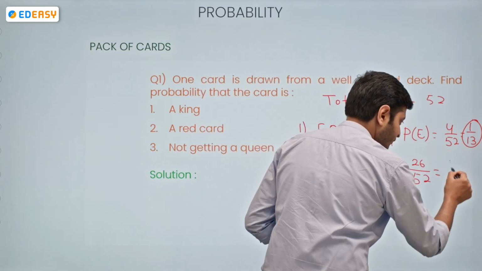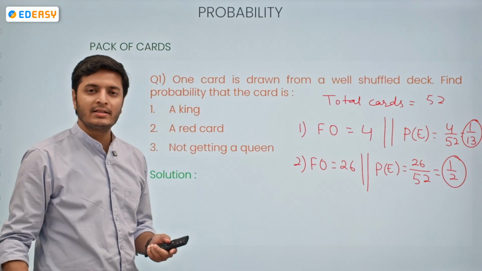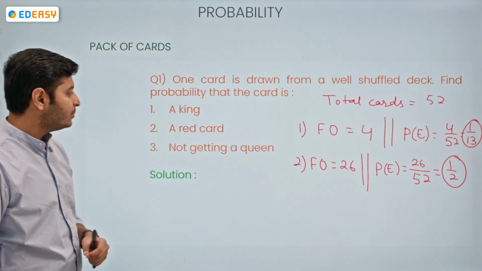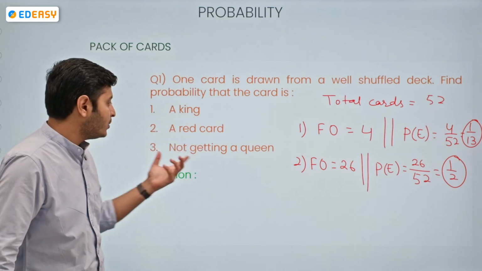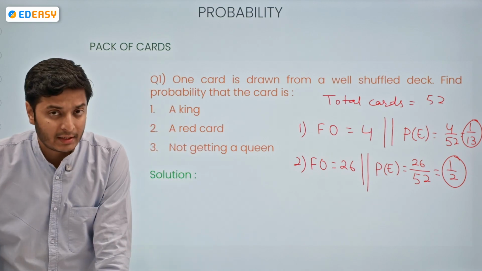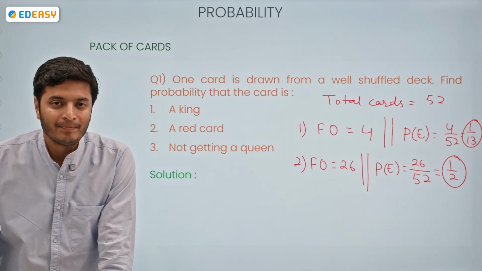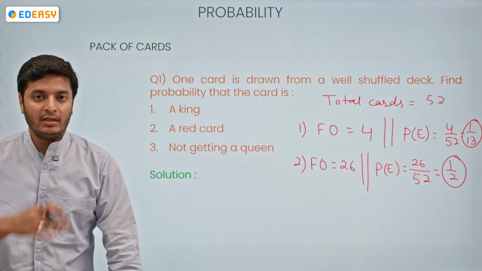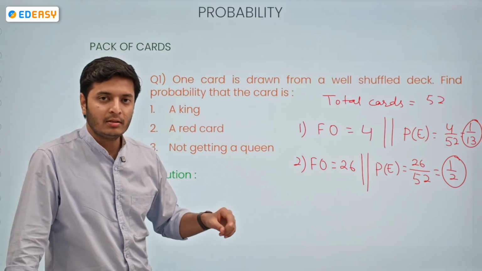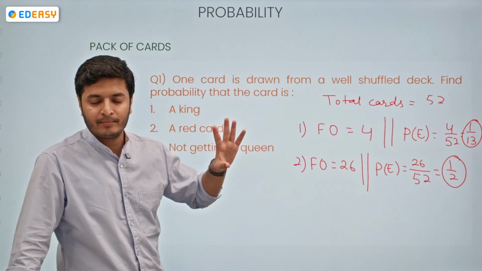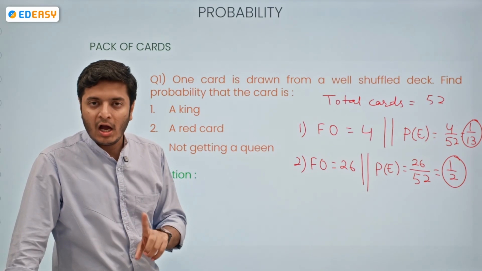So that is 1 by 2 after simplification. So the probability is 1 by 2. Third part is not getting a queen. Now, whenever you are seeing problems like this, not getting this, not getting that, this is a case of P of E bar. Remember, E bar means that event is not happening. If that event is not happening, every other event can happen. Any card can come except queen. How many queens are there?